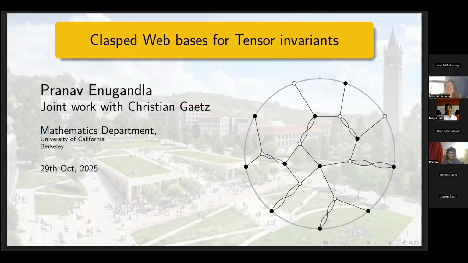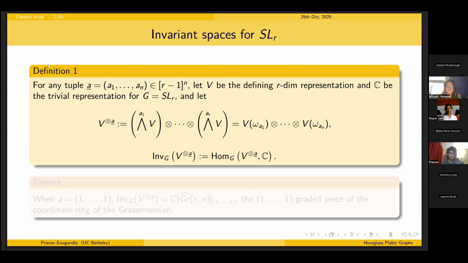Yeah, so I'm going to talk about web bases for tensor invariants. This is joint work with my advisor Christian, and I want to tell us about the basic setup. So I'm going to start with the Lie group SL_r. We're only going to consider low rank cases, so r is going to be 2, 3, or 4 in this talk. But SL_r has this natural r-dimensional representation, which I'm going to call V. This is the defining representation.